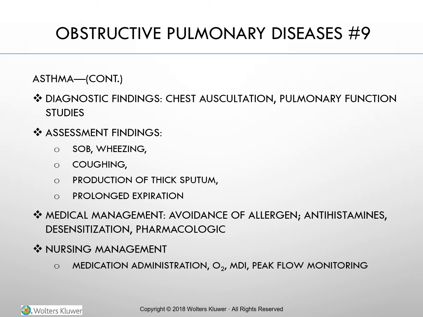Diagnostic findings. Chest auscultation reveals expiratory and sometimes inspiratory wheezes and diminished breath sounds. Results of pulmonary function studies, especially of forced expiratory volume, may be abnormal, with total lung capacity and functional residual volume increased secondary to trapped air. The forced expiratory volume and forced vital capacity are decreased.